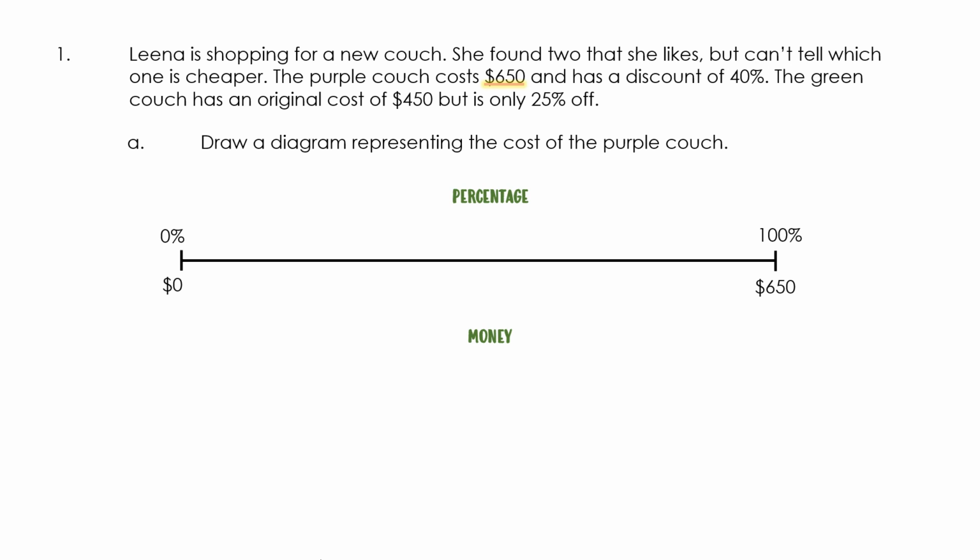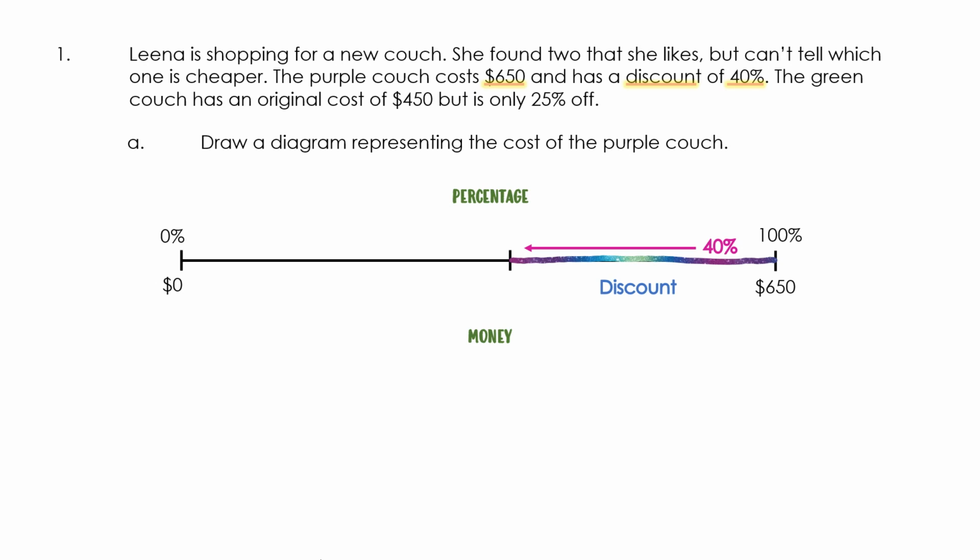My next keyword for the purple couch is going to be discount. So if I have a discount, does that mean I'm going to add money to the cost of the couch, or am I subtracting money from the original cost of the couch? So I'm going to subtract the discount from my 100%. And in this case, my discount is 40%.